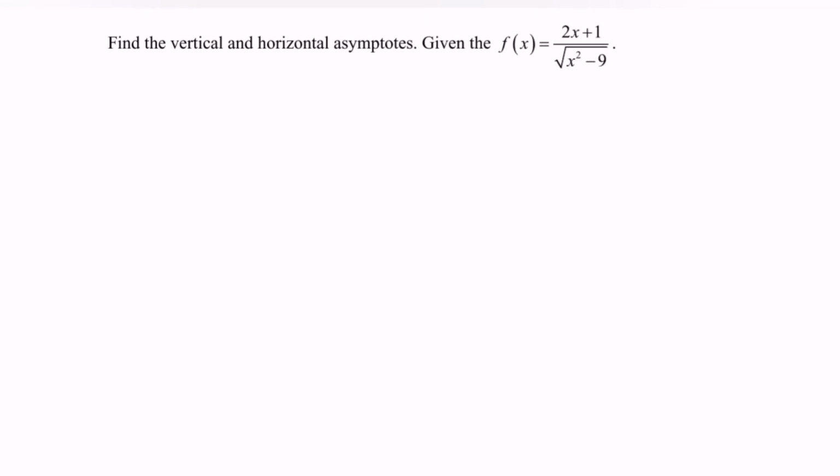Hello everyone, in this video I'm going to discuss an example for the limits. Find the vertical and the horizontal asymptote. Given the function, we have (2x + 1) over the square root of x squared minus 9. Step number 1: find the domain.